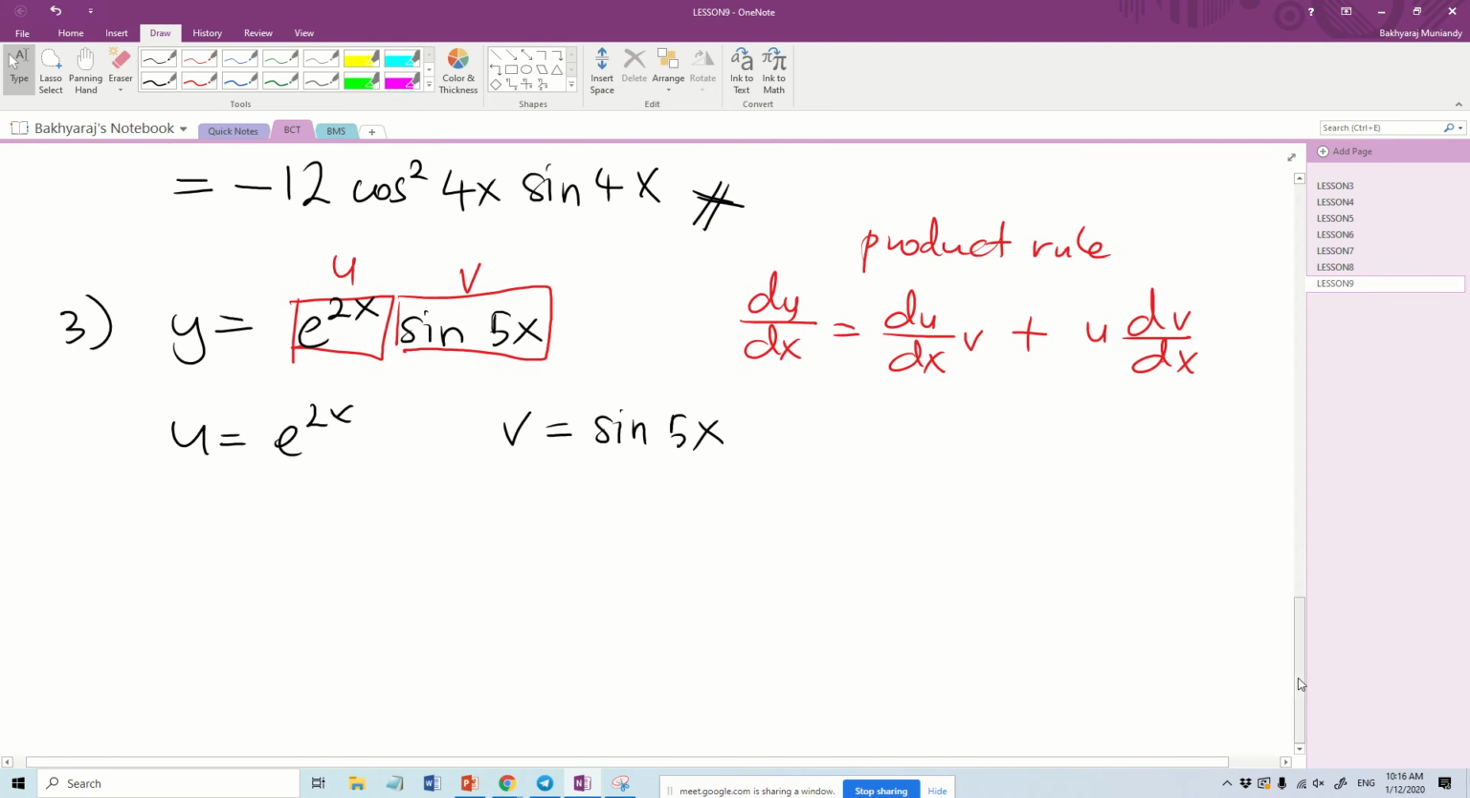Get your du dx, and of course your dv dx. Can anyone give me the answer, when you differentiate exponent 2x, you get what?